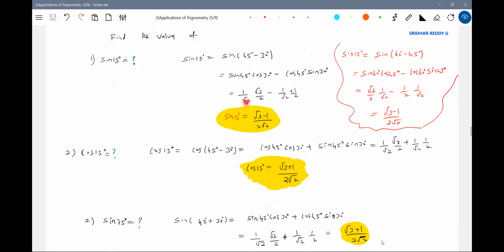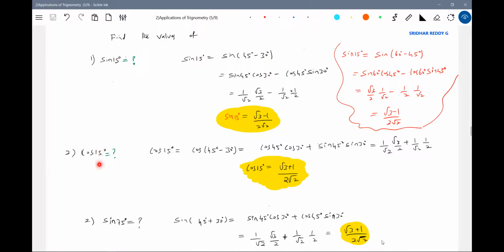Sine 45, 1 by root 2. Cos 30, root 3 by 2. Cos 45, 1 by root 2. Sine 30, 1 by 2. Then sine 15 will become how much? Root 3 minus 1 by 2 root 2. We can also do it like this. Sine 15, sine of 60 degree minus 45 degree. Expand the sine of A minus B formula: sine A cos B minus cos A sine B. Again, we'll end up with the same thing, no? Either way, 15 degrees you can write as 45 minus 30 or 60 minus 45.